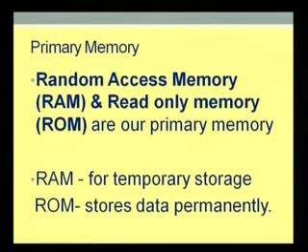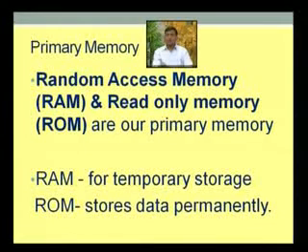In primary memory we have two main varieties. First is random access memory and the next is read only memory. Random access memory is also known as RAM, and read only memory is also known as ROM. These RAM and ROM are our primary memory. We use RAM for temporary storage, and ROM for permanent data storage.